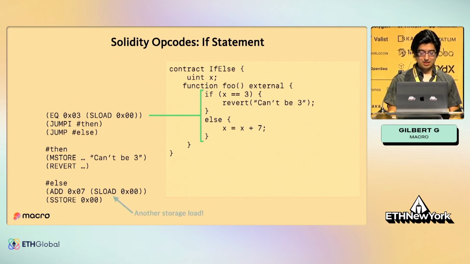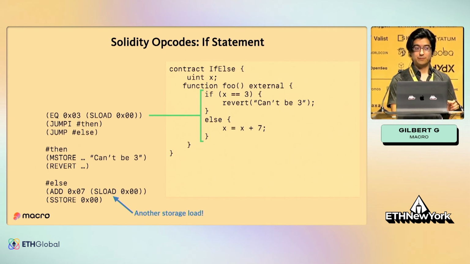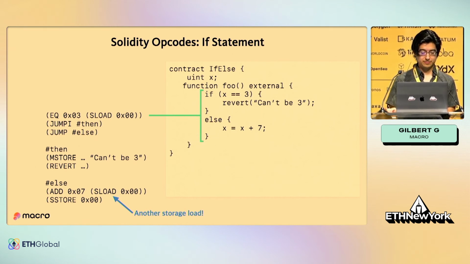One interesting thing to note is that down here we have another sload. So as of this moment, Solidity 0.8, Solidity does not optimize sloads. So every time you reference a variable in Solidity, you are doing another sload. So if you really wanted to avoid extra sloads, you need to store it in a local variable first, and then reference that local variable.